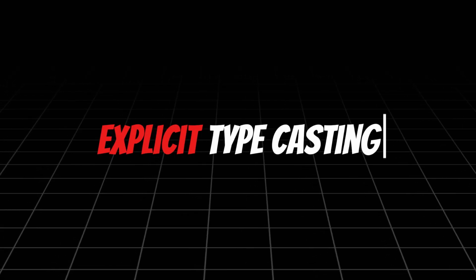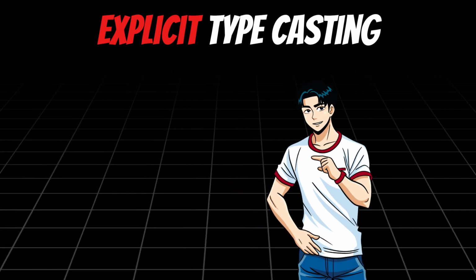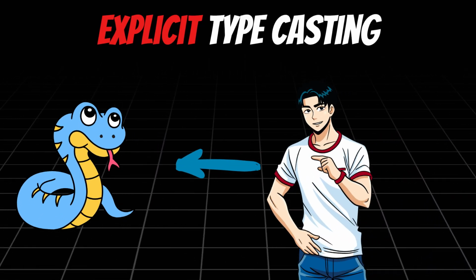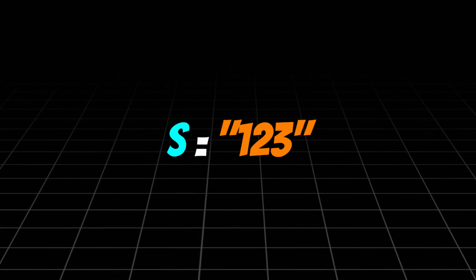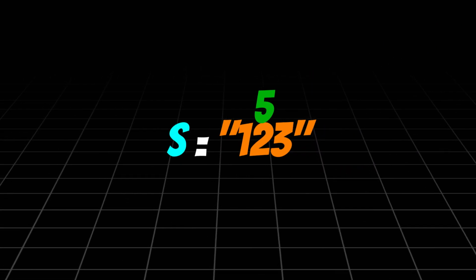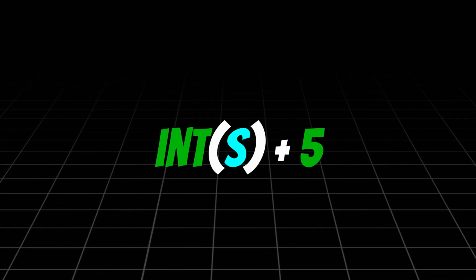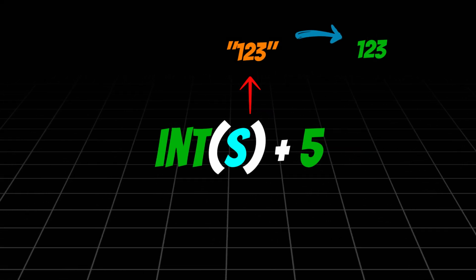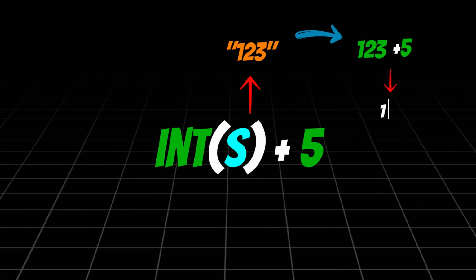Now let's move to explicit typecasting, where you, the programmer, tell Python exactly how to convert a value. Suppose you have a string s = "123" and you want to do math with it. You can't just add 5 to it because it is a string, not a number. But if you write int(s) + 5, Python will convert the string 123 into the integer 123, then perform the addition giving you 128.